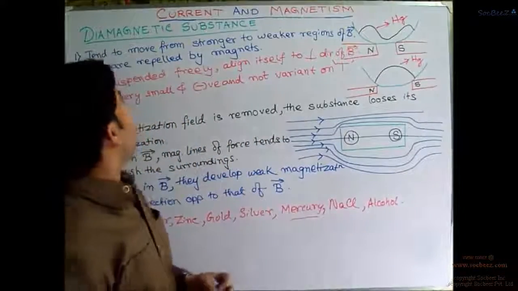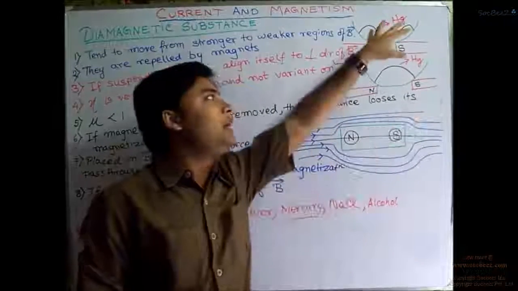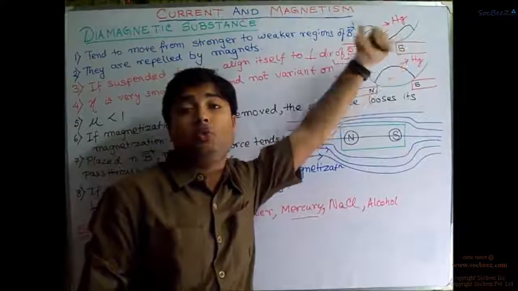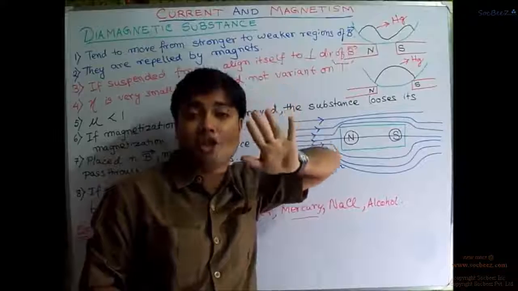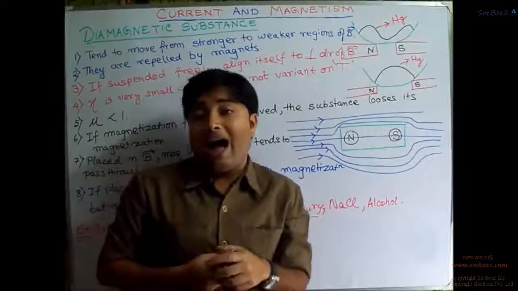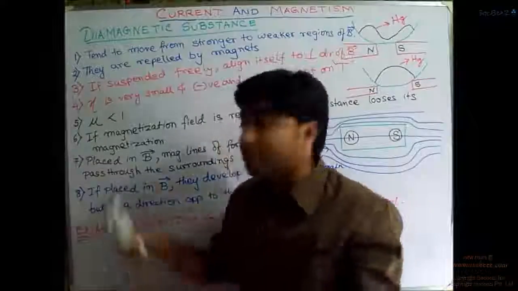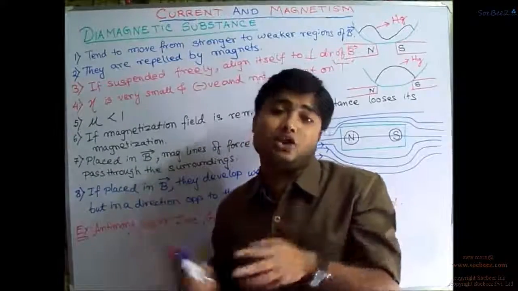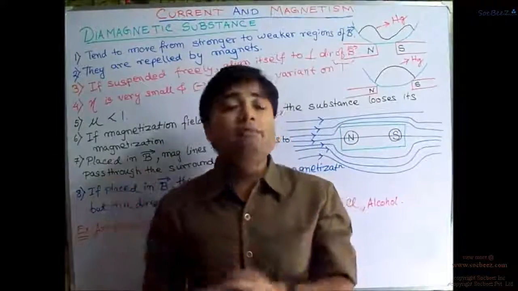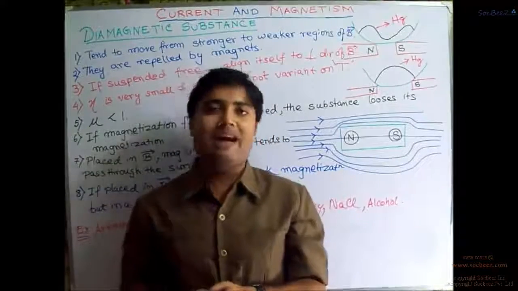So this is all about diamagnetic substances, where we have seen that if a diamagnetic liquid is placed, it tends to move from the stronger region to the weaker region. Obviously a magnetization develops within it, but it is weak. And after that, we have seen that the permeability of it is less than 1, and the susceptibility is very small, but it has a negative value. And the examples are copper, antimony, zinc, gold, silver, mercury, alcohol, sodium chloride, etc.